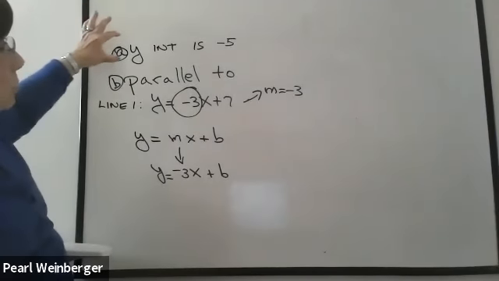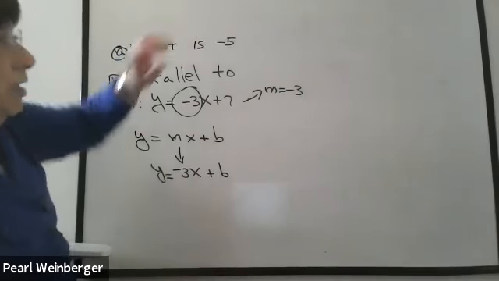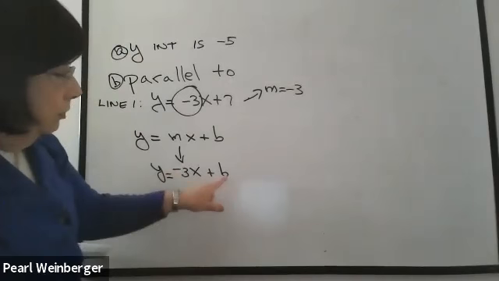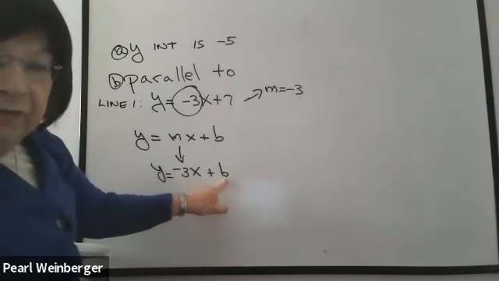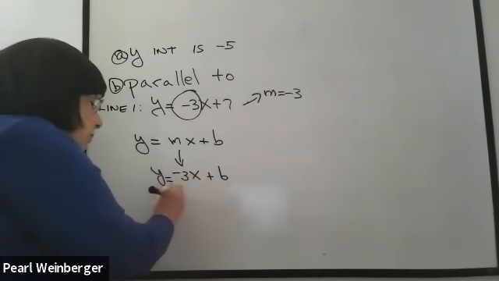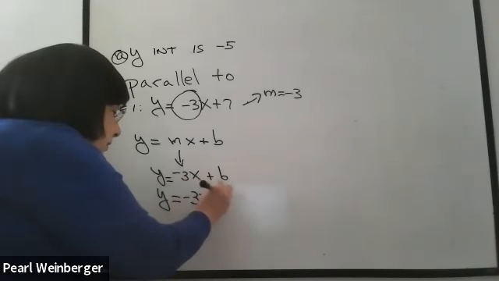But they also told me that the y-intercept of my line is -5. And I know that the b is the y-intercept. So that is essentially telling me that the b of my line is -5. So my equation becomes y equals -3x minus 5.